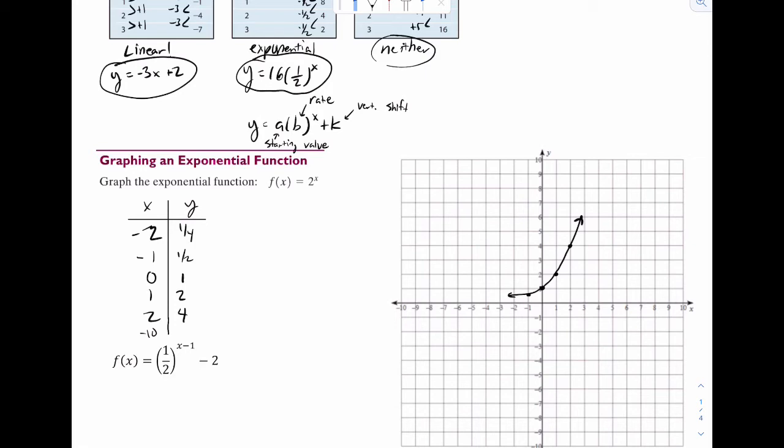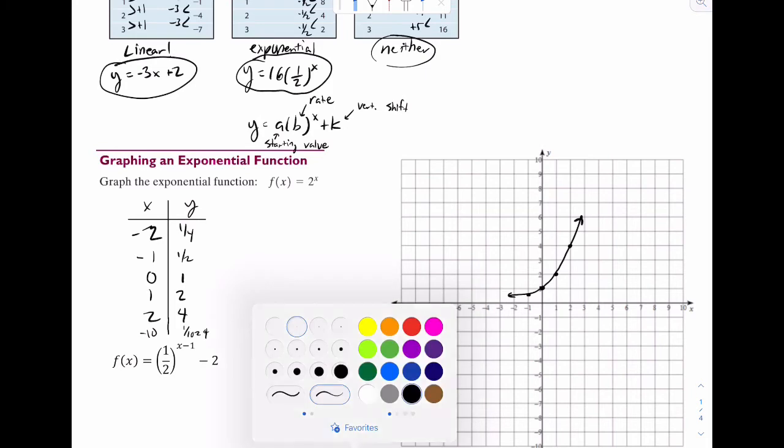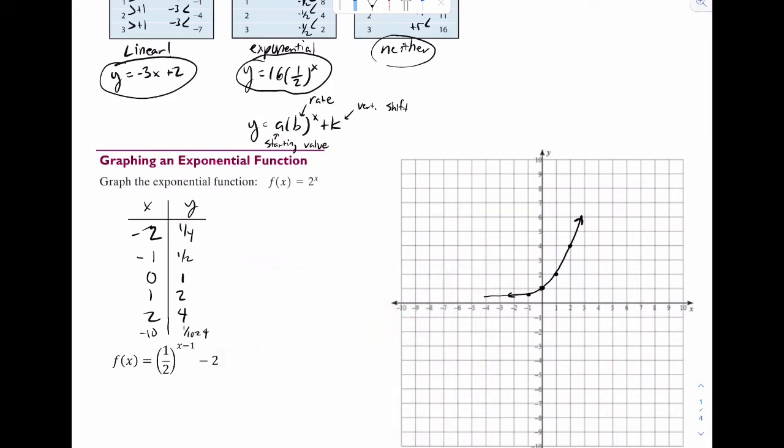That would be 1 over 1024. It'd just be a really, really tiny number, which means this thing is just going to get closer and closer to 0 and never actually hit or cross it, which means I have a horizontal asymptote right there, right at 0. So we can write that in. You have your HA, y equals 0.